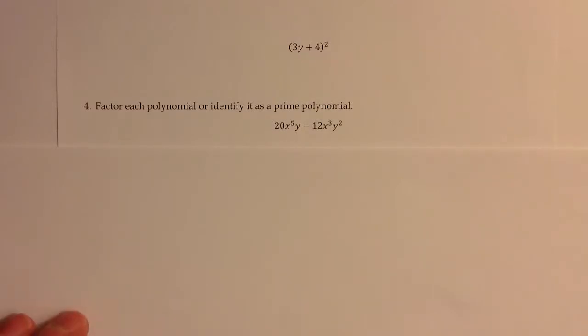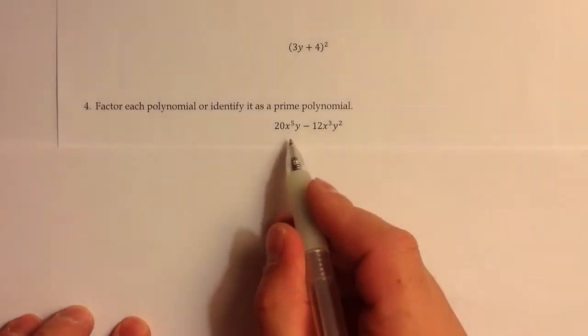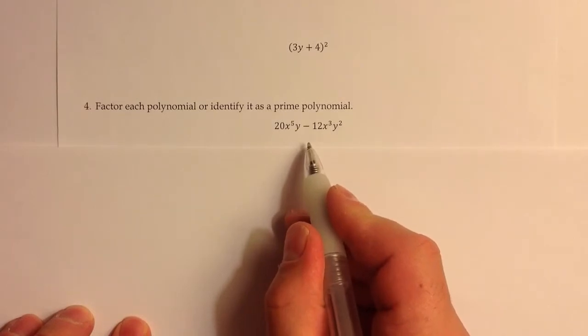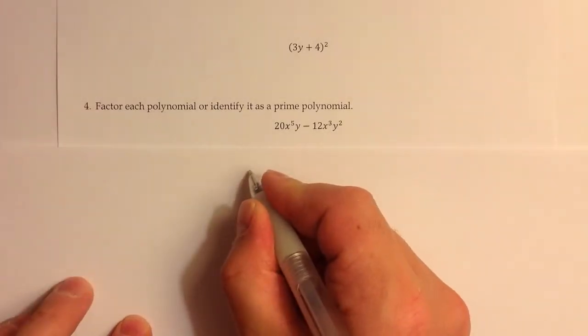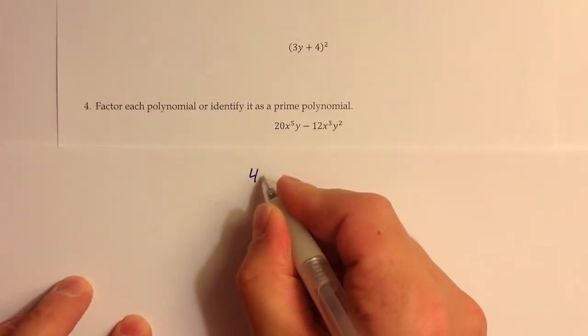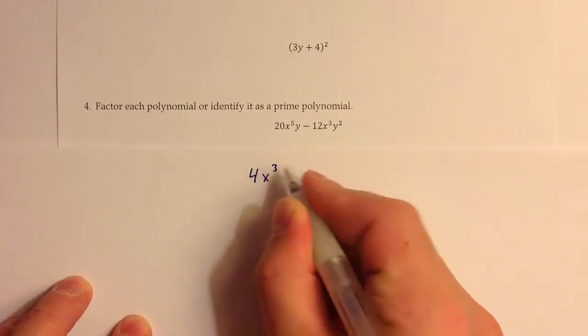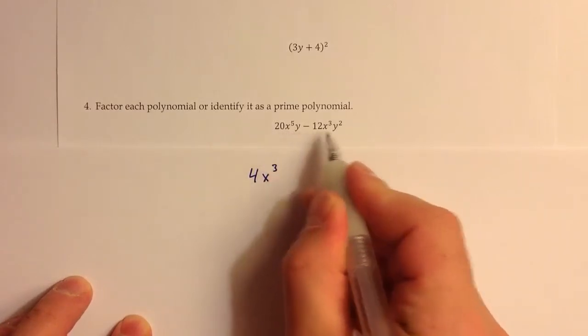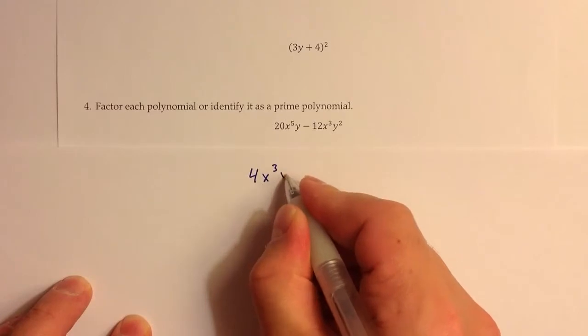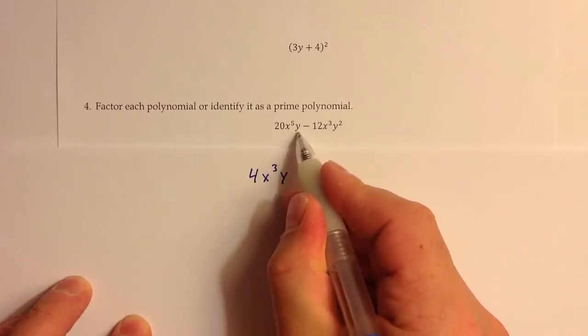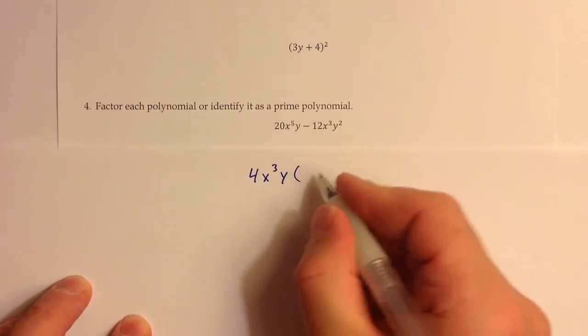Let's take a look at a couple of factoring examples. This first polynomial, I can factor out the greatest common factor. 4 divides both of those numbers. X cubed is the smallest exponent for x, so I can factor out x cubed, and then I can factor out a single y, because the first term only has y.